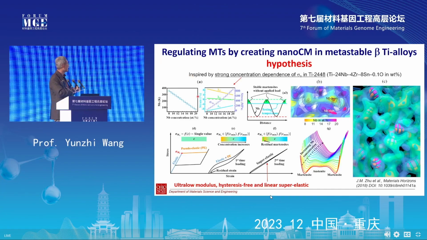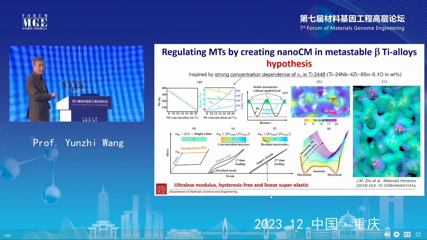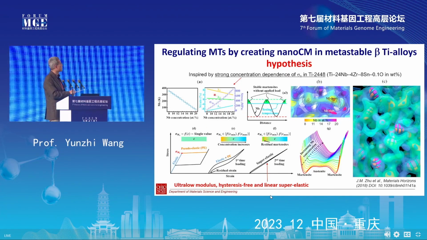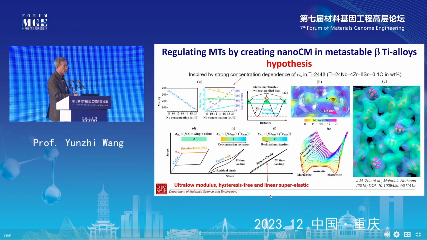If you look at this particular material, this is titanium-24 niobium, a metastable beta titanium alloy. If you look at how the martensitic transition temperature, or the critical stress for the stress-induced martensitic transformation, depends on niobium content, they have a very strong dependence. So if you have a concentration modulation in your system, then locally you're going to have martensite that's already stable. They already start as nuclei in the system. Then when you apply a load, the martensite starts to propagate, but it is surrounded by a layer which is not ready to transform yet.